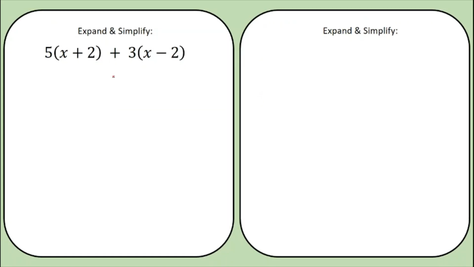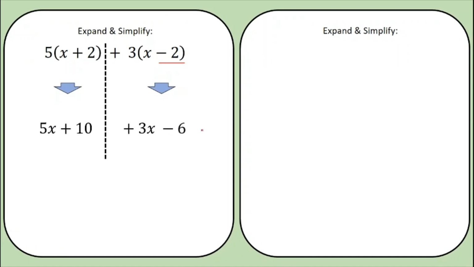Here I have a very similar example with a negative. So draw my line, expand them out. Be very careful to make sure you get the negative 6 here. Add those together, I get 8x plus 4, because 10 take 6 is 4. There's an example here for you to quickly try on your own.